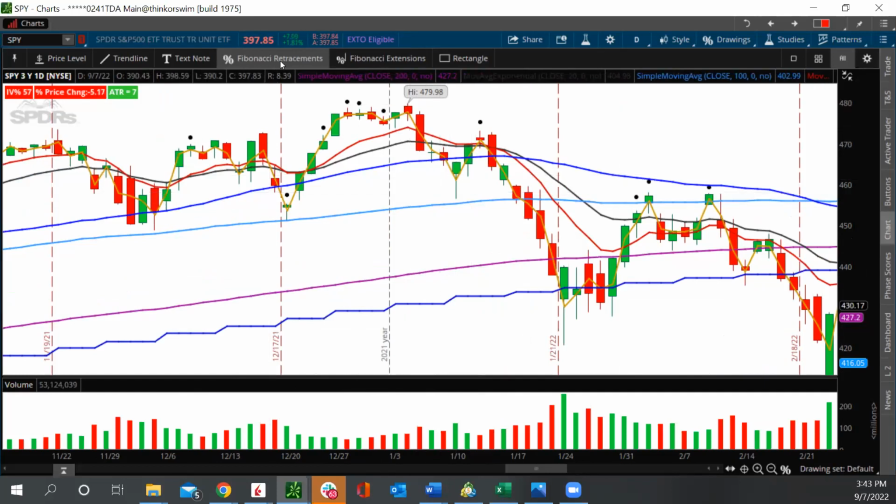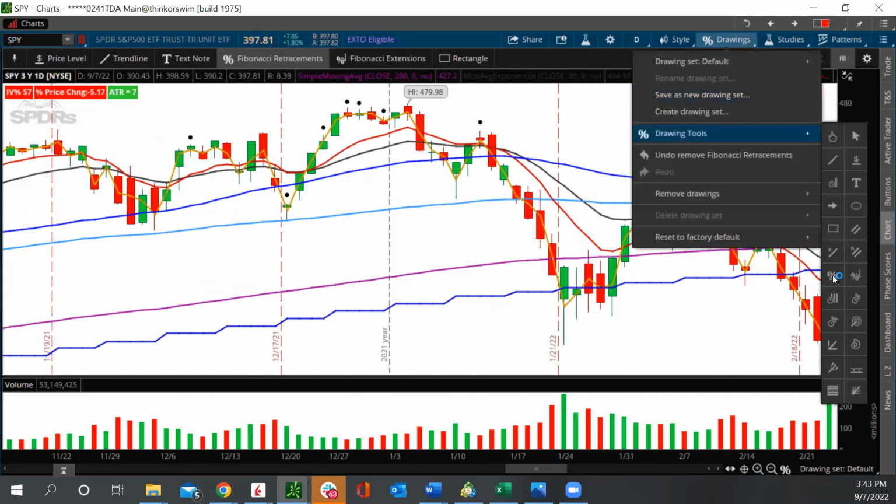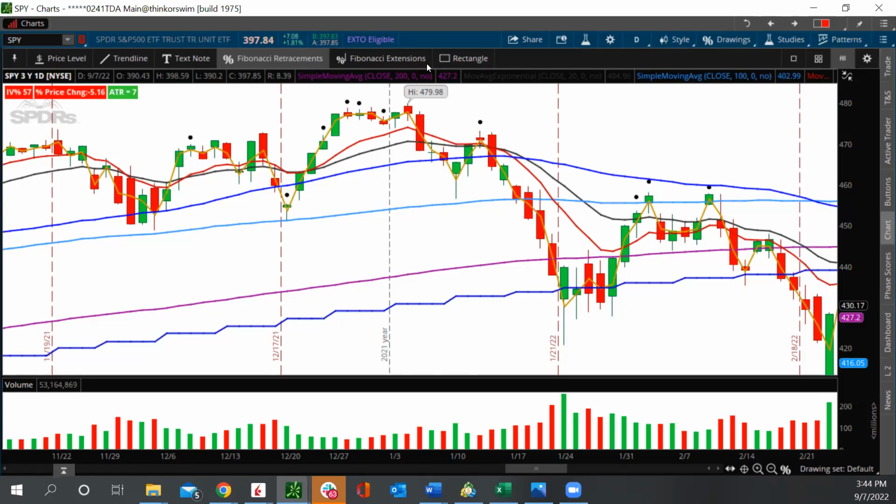So here's the Fibonacci retracements on Thinkorswim. You can also go into drawings here, and under the drawing tools, there are the retracements here and the extensions here. I went ahead and pinned them to this bar up here for easy access. But in any of your trading platforms, you should be able to find these tools. I know TradingView has it, and there are others. Whatever platform you're using, you should have access to these tools.